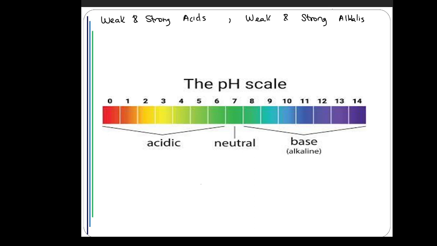into three regions where it has been said that if a solution has a pH of less than 7, it is acidic. A pH equal to 7 means a solution is neutral, and a pH of greater than 7 means a solution is alkaline.